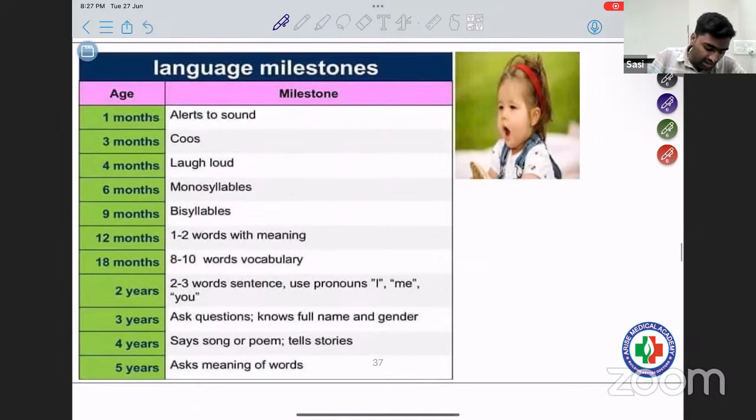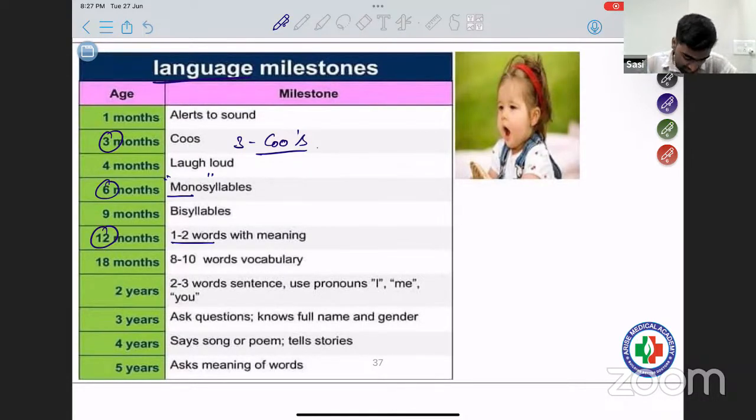Next one. In the case of language milestones, you just remember 3 for C. Around 3 months, the baby will coo. Fine. At 6 months, it will use monosyllables. And at 12 months, it will speak 1 to 2 words with meaning. Fine. These are the things you need to remember about language milestones. And let me enhance with a few important ones.